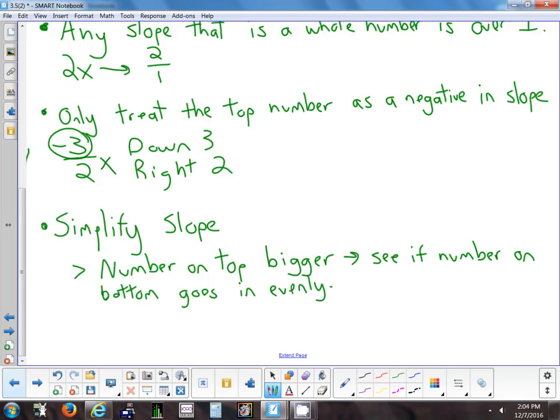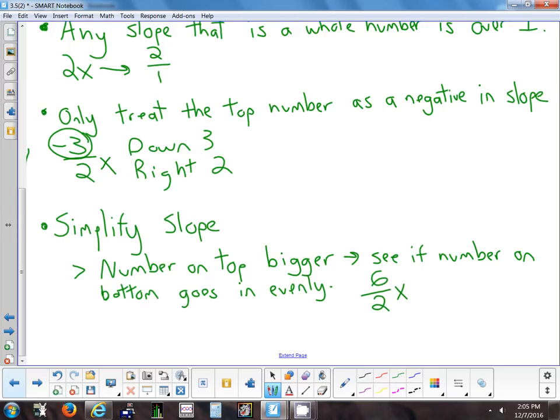If the number on top is bigger, you want to check and see if the number on the bottom goes into it evenly. So say we got a slope of like 6 over 2x. Maybe in the last step where y is not by itself, I have to divide everything by 2, and I'm left with this. What would that simplify to?